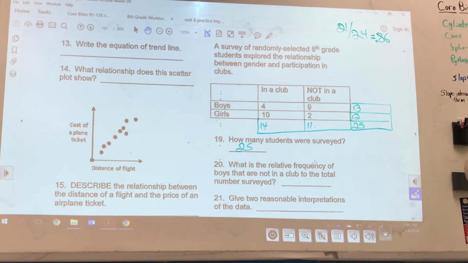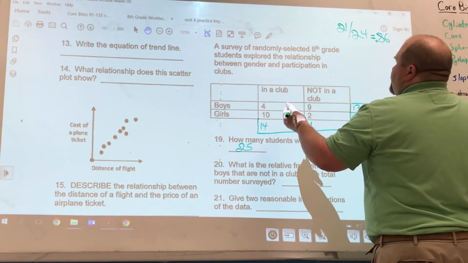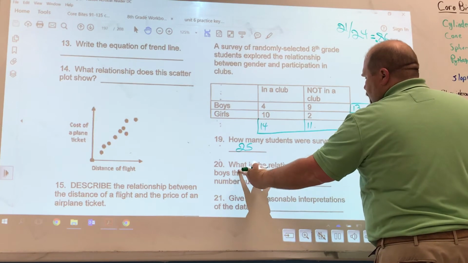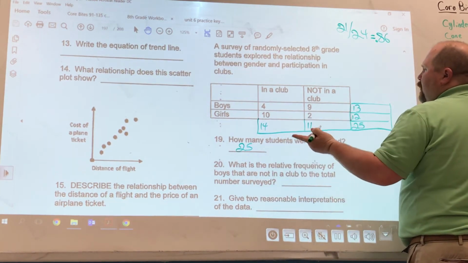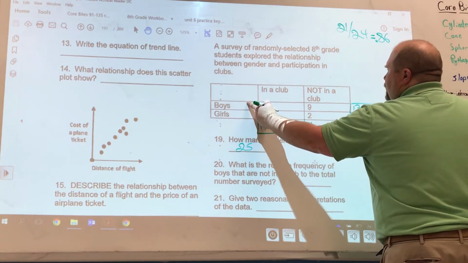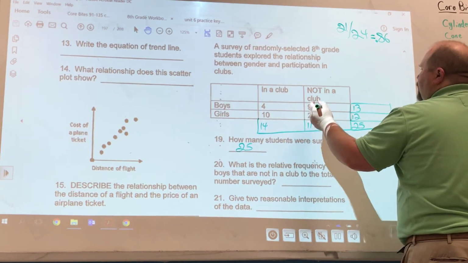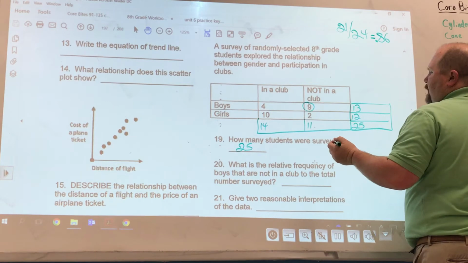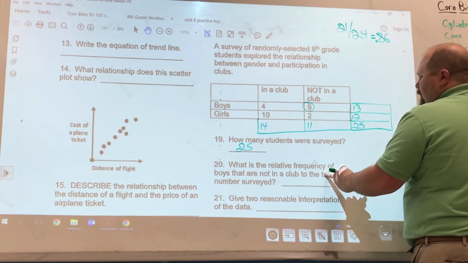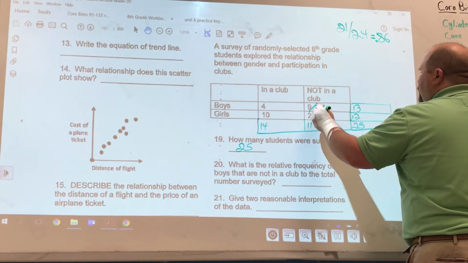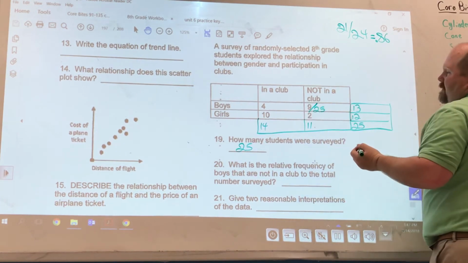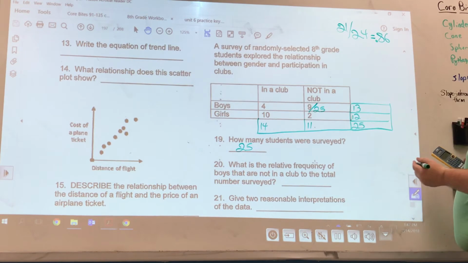Well, we do the same thing with relative frequencies. And it says, in this case, what is the relative frequency of boys that are not in a club? So we've got to find that. Boys not in a club. Well, here's boys. There's boys in a club, boys not in a club. So we're talking about this number right here, and it wants it compared to the number of people surveyed. So that's 9 people out of 25. That's like getting 9 questions right out of 25 on your test.